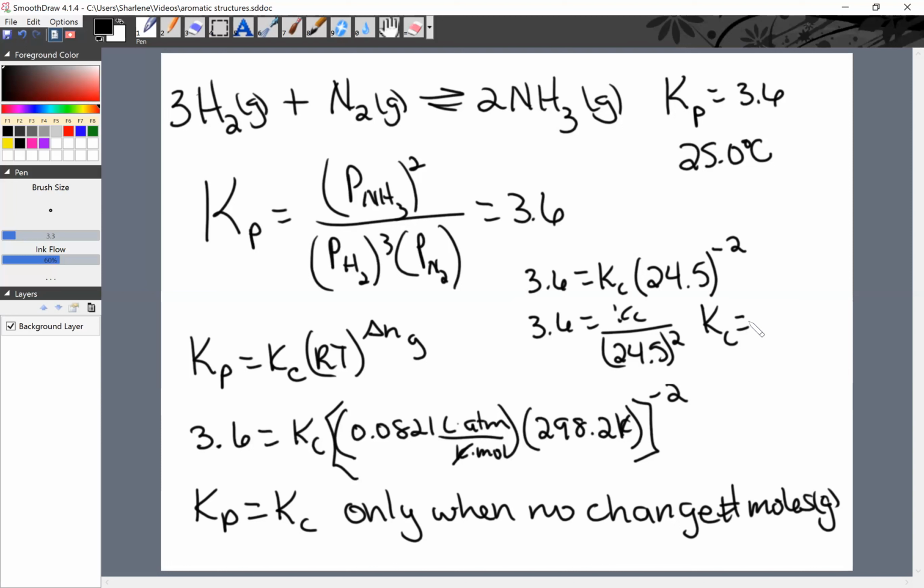3.6. And let me see, sig figs. Ooh, I get a whole 2 sig figs. So it's 2.2 times 10 to the third. Big in red: no units on equilibrium constants. Okay, there are no units on an equilibrium constant.